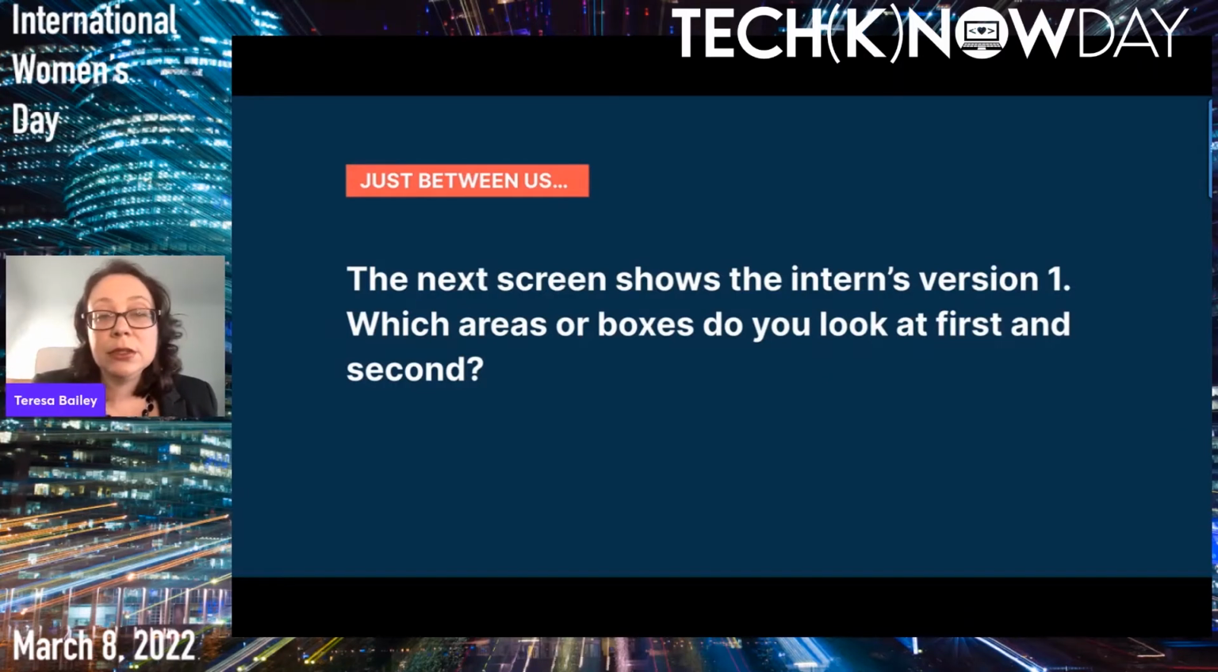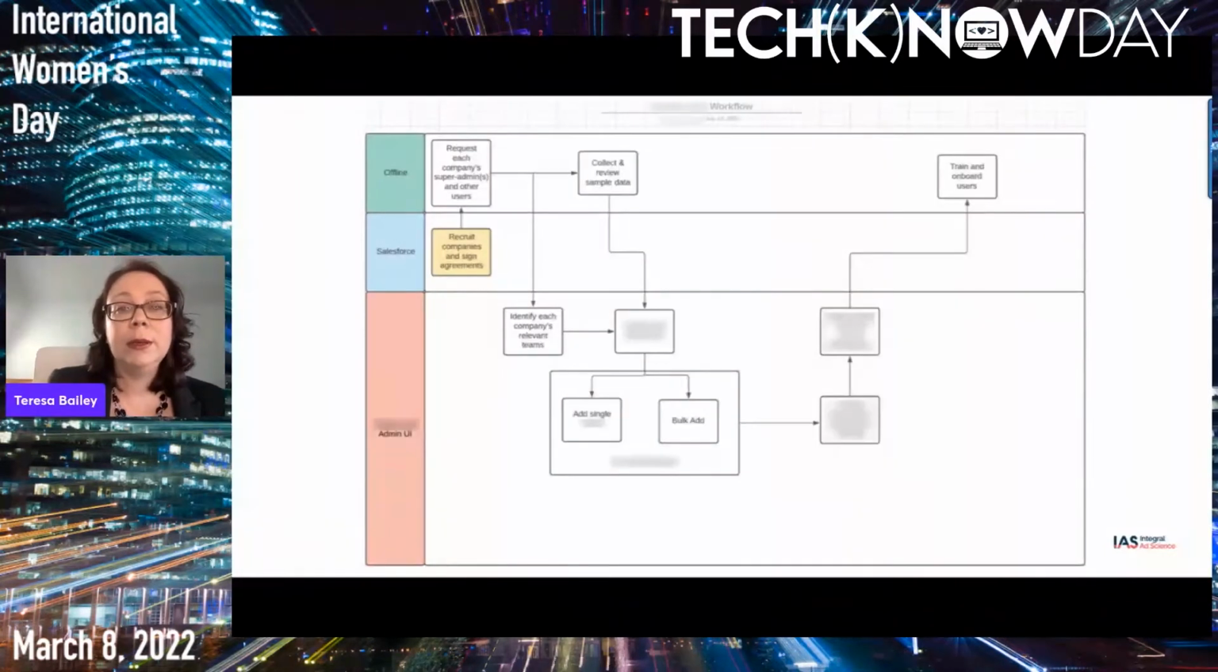So the next screen is going to show the intern's version 1. We had a meeting prior to this, probably half an hour. We just talked broadly about the project, and he sort of knew about it from other meetings he had attended. So I want you to take a look and think about which areas or boxes you look at first and second. So where does your eye go first? I'll let you look at that for a sec.